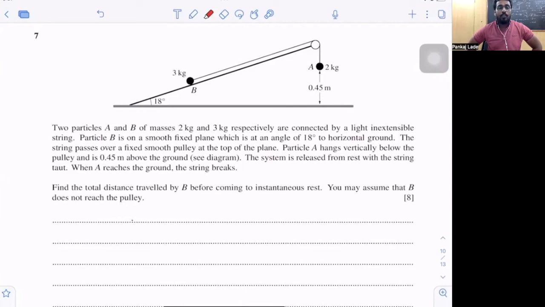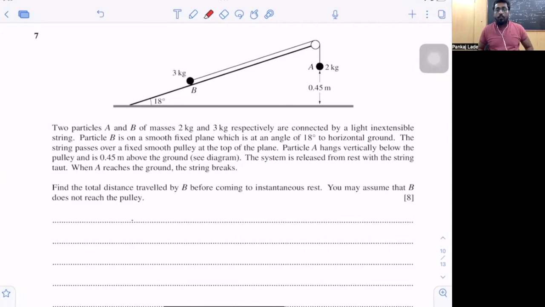The string passes over a fixed smooth pulley. When I say smooth pulley, there is no friction at the pulley as well. This pulley is at the top of the plane. Particle A hangs vertically below the pulley and is 0.45 meters above the ground. Okay, you can see in the diagram, it is mentioned that particle A is 0.45 meters above the ground. The system is released from rest with the string taut. When A reaches the ground, the string breaks.